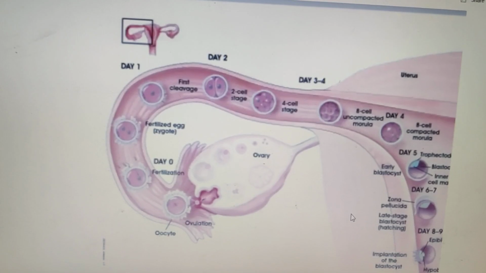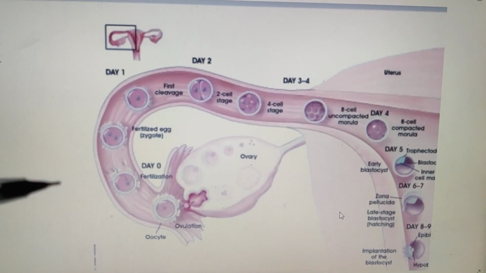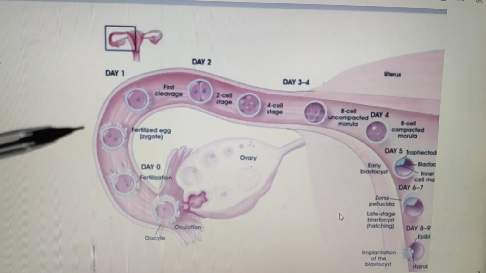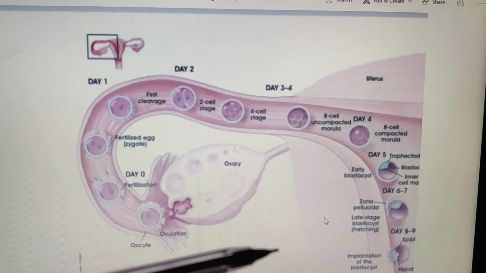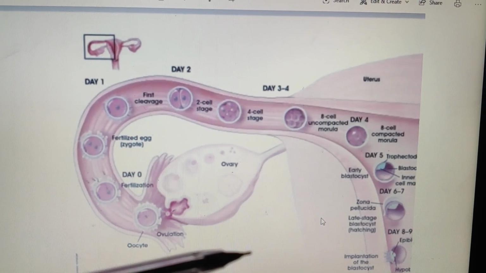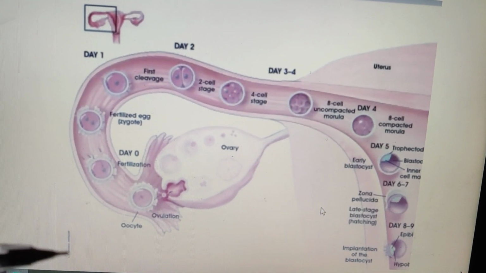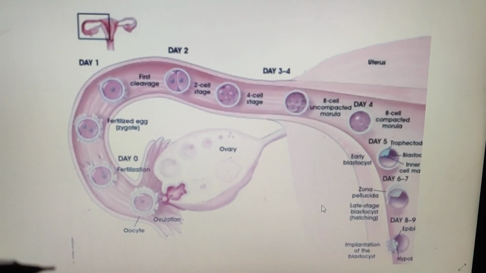So this is how the fertilization, the cleavage of zygote, the implantation take place and the important hormones secreted during this process.